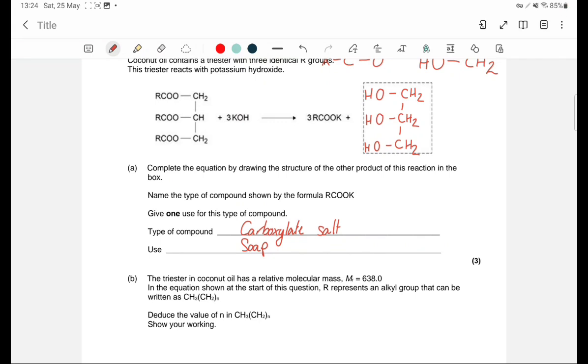Question B is a calculation question where it wants you to work out the number of carbons in the R groups. In order to do this, we need to work out the MR of the R group. Now, we're told the MR of the whole compound, of the whole molecule, and if we can work out the MR of this section, you can subtract one from the other to work out the MR of the 3 R groups.